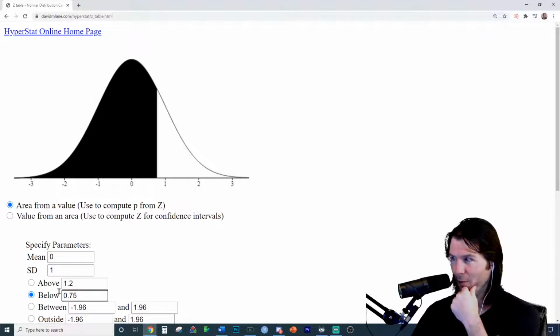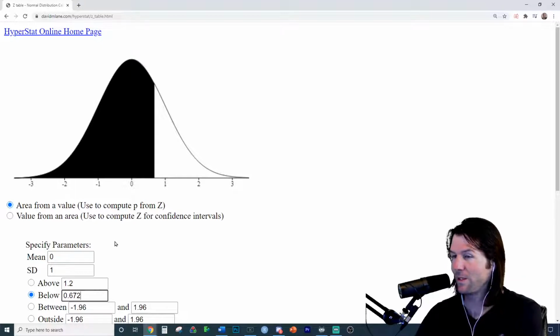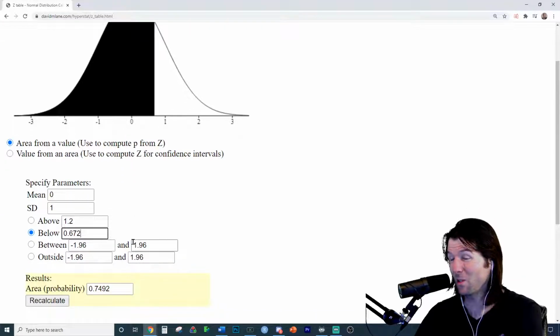A number I know for this is 0.672, I think. I think that's the number. And below 0.672 should be 75% of the area. Very close to it.